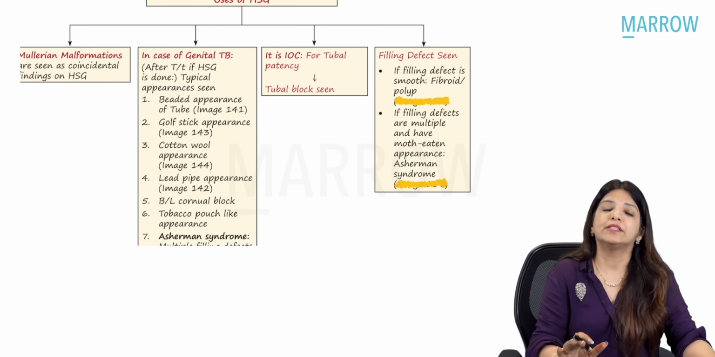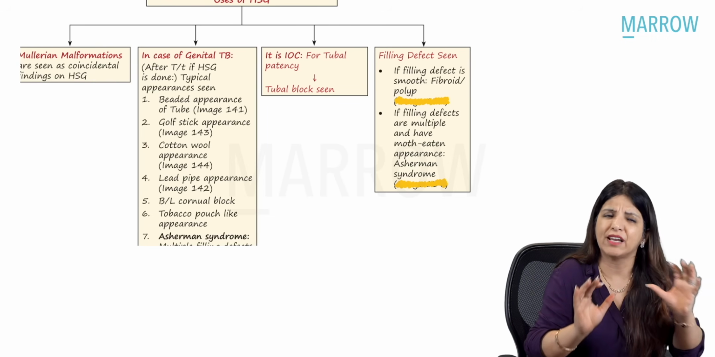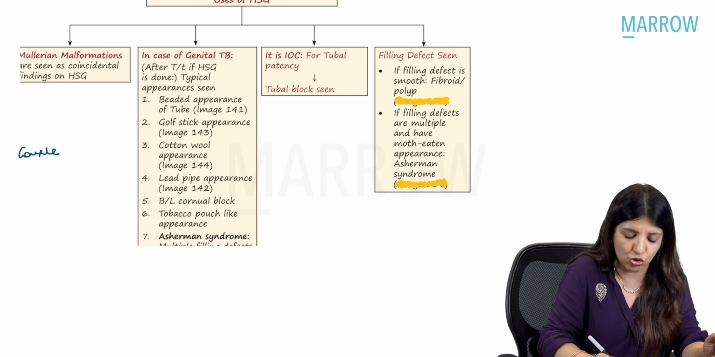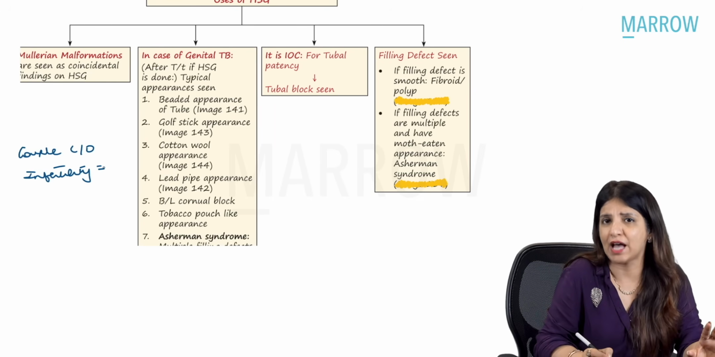Number 2. See, in patients of genital TB, they come to you with complaint of infertility, and whenever a couple is coming to you with complaint of infertility, there are 3 basic investigations which all of us have to do.